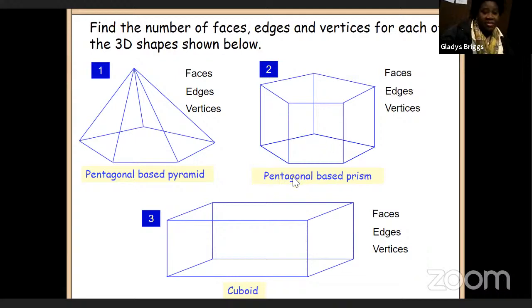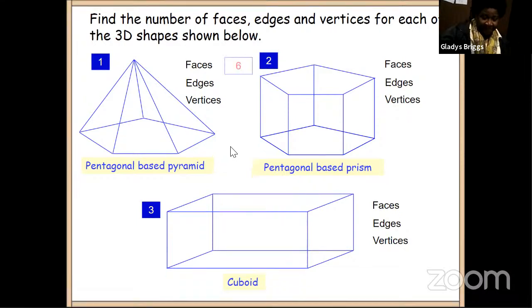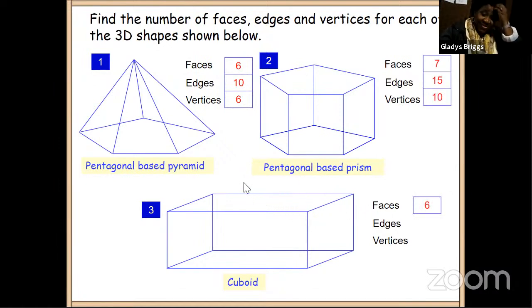Okay, guys, let's have a look at the answers, okay? For the first ones, I didn't get us to do those ones. We're looking at the third one. So the third one is 6 faces, 12 edges, and 8 vertices. Well done to all of you. Those of you who got it right, well done to you.